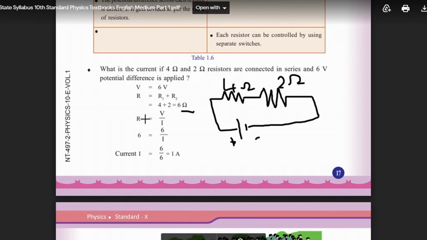Then we already know the R value and V value. We have to find the current value. So current equals V divided by R. So 6 divided by 6 equals 1. That is the current value, 1 ampere.